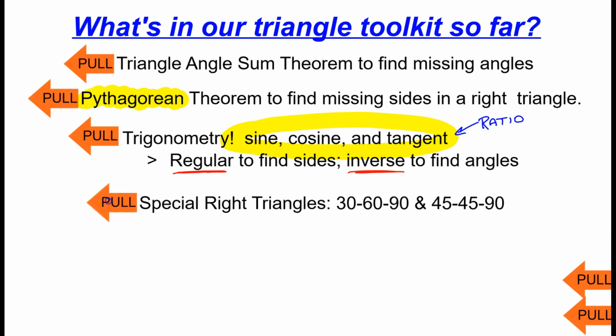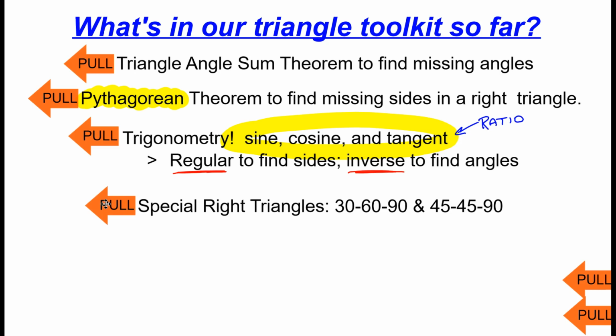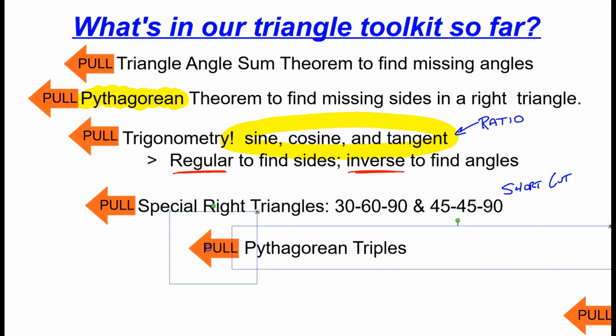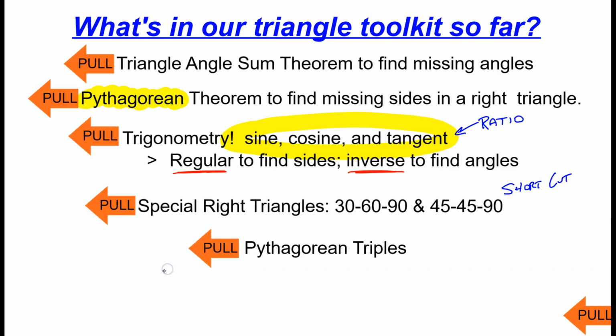What else do we have? Well, we got special right triangles, the 30, 60, 90, and 45, 45, 90. That's really just a shortcut to help us save time. If we see those angle measurements, we can say, hey, I know a lot about the side lengths just from those special triangle angle relationships. We also had Pythagorean triples. Pythagorean triples were another shortcut. A Pythagorean triple is when the three sides of a right triangle are all whole numbers, and we were able to use those again as a shortcut.